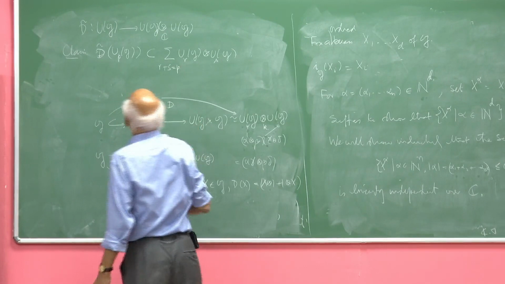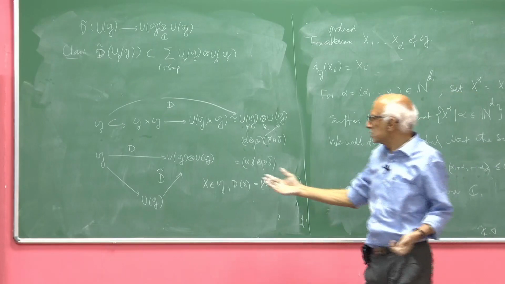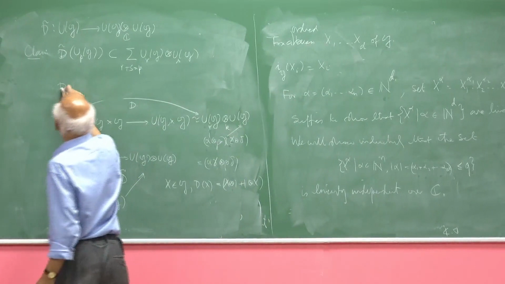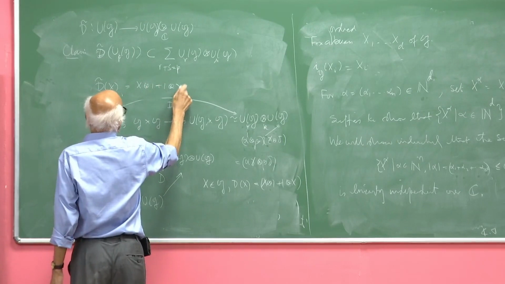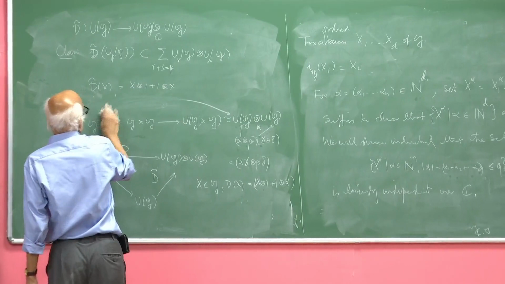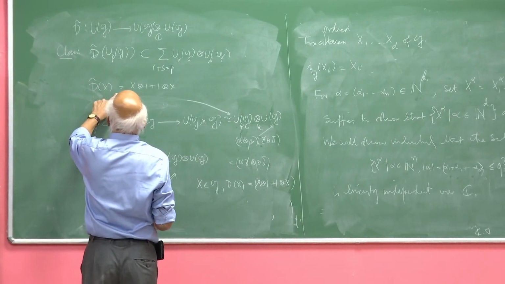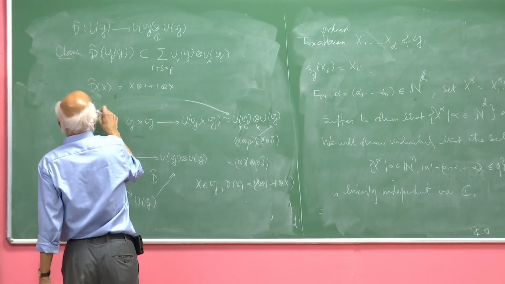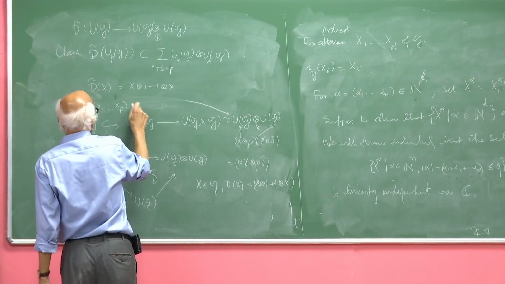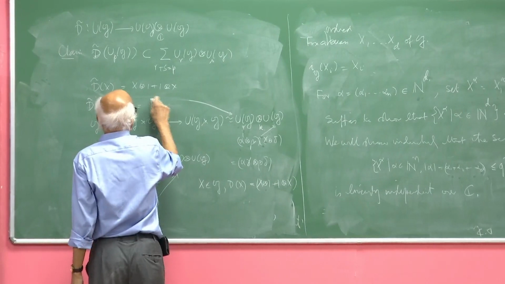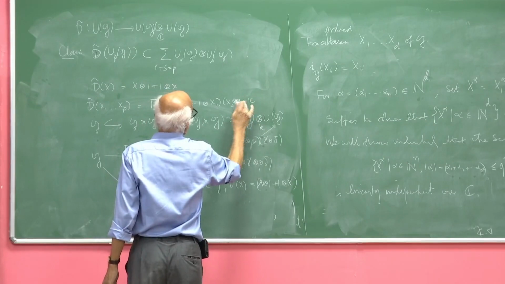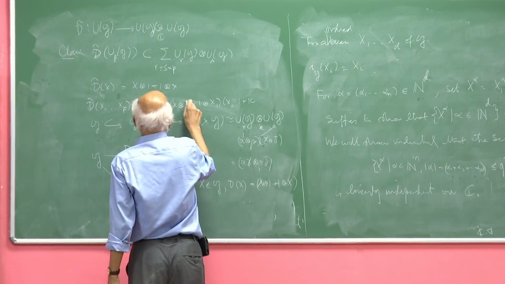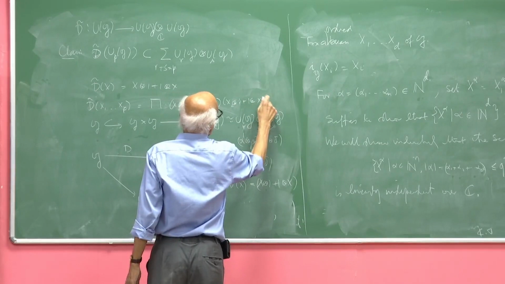This is more or less obvious. We just have to see what it does. We have seen that D tilde of x is x tensor 1 plus 1 tensor x. So if you look at D tilde of x1 x2 ... xp, it will be the product (x1 tensor 1 plus 1 tensor x1) times (x2 tensor 1 plus 1 tensor x2), etc., times (xp tensor 1 plus 1 tensor xp).